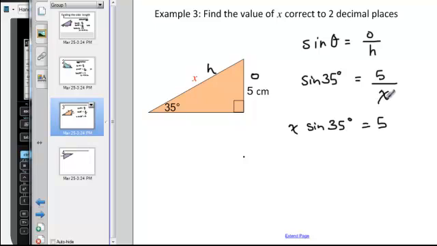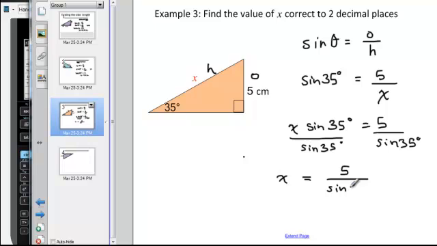I've just multiplied x on both sides. Now, to get x on its own, I'm going to have to divide both sides by the sine of 35. And remember, the sine of 35 is just a number. So I'm going to divide this side by the sine of 35, and this side by the sine of 35. So x is going to be equal to 5 divided by the sine of 35 degrees.